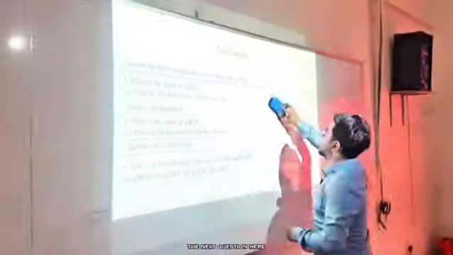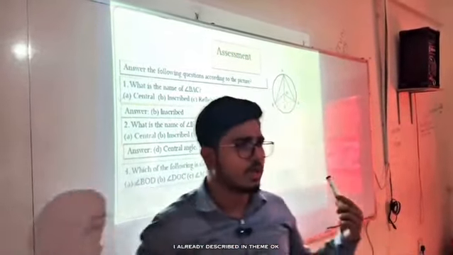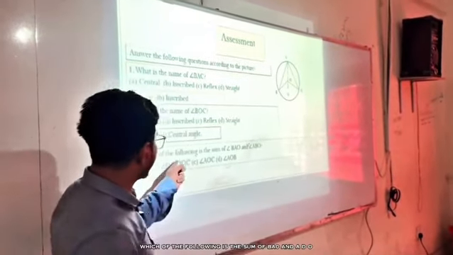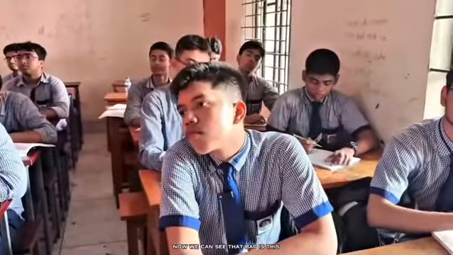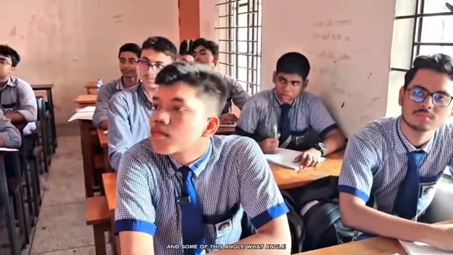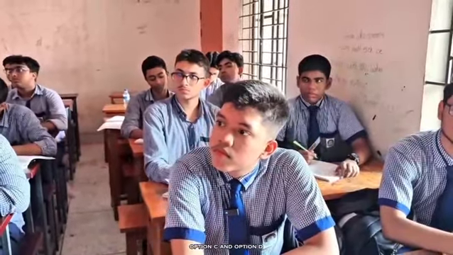The next question is a difficult one for you. I already described it. So who can give the answer? Which of the following is the sum of BAO and ABO? Now you can see that BAO is this angle and ABO means this angle, and the sum of these angles is what angle? Here are option A, option B, option C, and option D.